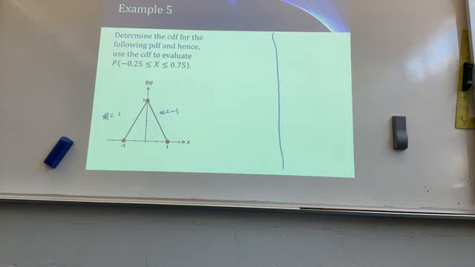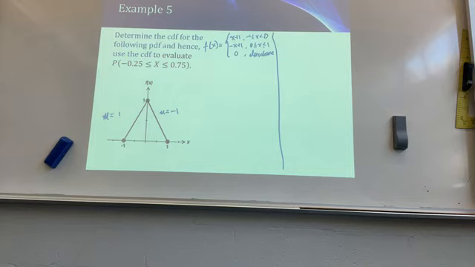So you've got the situation: between minus 1 and 0, the equation is x plus 1. Between 0 and 1, the equation is minus x plus 1. And then 0 everywhere else. That is your PDF.